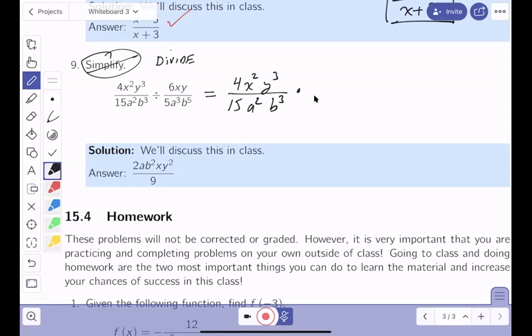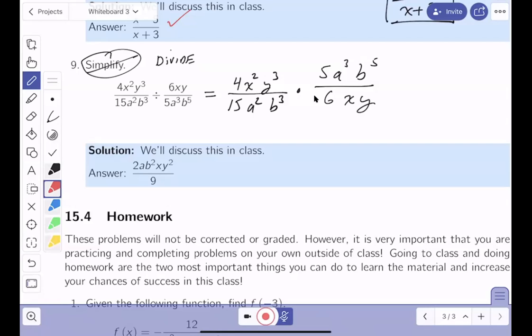I'm going to write this as a multiplication problem. In essence, I'm factoring it. It's going to be the reciprocal, 5, a cubed, b to the 5th, and you get 6, x, y. All right, I'm going to look at the problem. I'll be honest with you, I'm just going to be looking at numbers first. Then I'm going to do letters in alphabetical order, but everything's a factor. 4 is a factor, x squared is a factor, y cubed is a factor, 5 is a factor, a cubed is a factor, b to the 5th is a factor. Same thing on the bottom, everything's a factor.